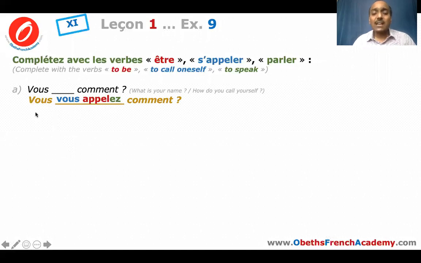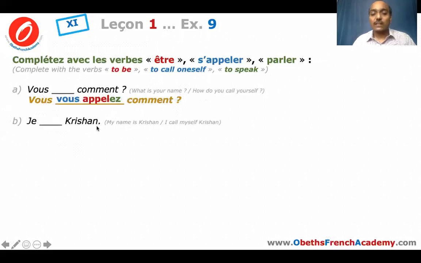So analyze each and every word and ask yourself, do I know what this one is? APPEL, that is your stem. Do I know what EZ is? That is your actual ending for this subject pronoun, VOUS. And what is this VOUS, which is in blue color, doing there? That is your reflexive pronoun, because this particular verb, appeler, has come from this infinitive form, s'appeler, which is a reflexive verb.